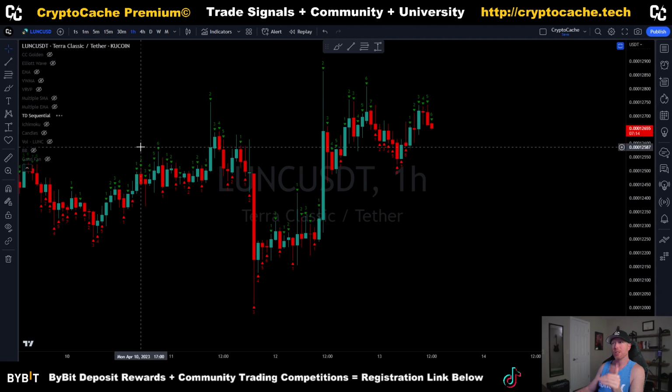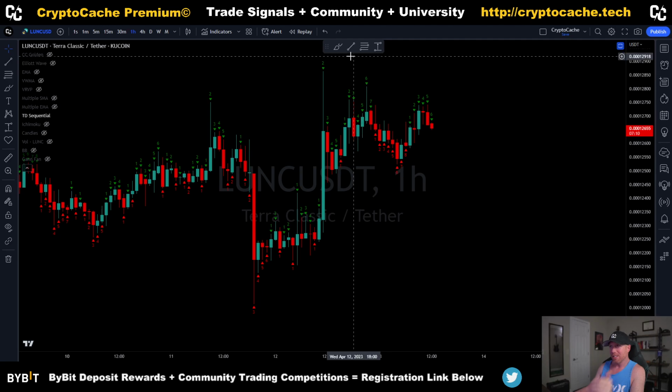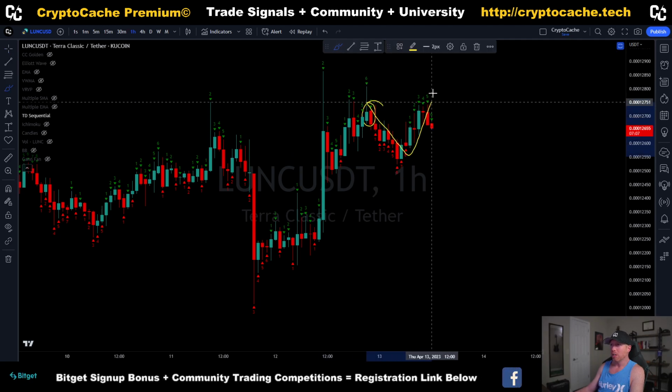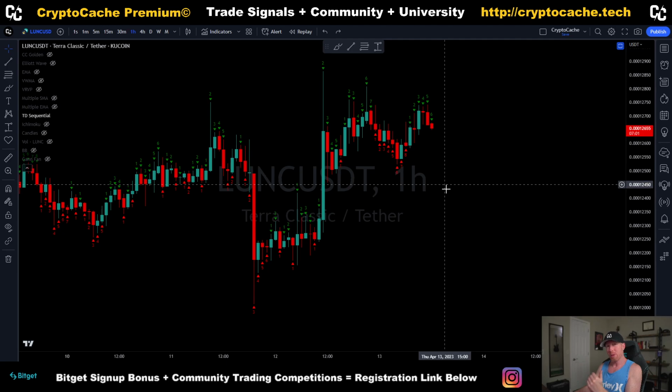But what we do want to see though is the TD sequential on the hourly, because it does look like it's jumping up and down, but there's no consistency here as well. We're also seeing a 7. So when these prices are kind of all over the place, it's kind of a good sign because there's volatility, but it's not great because it's hard to anticipate what's going to happen next.